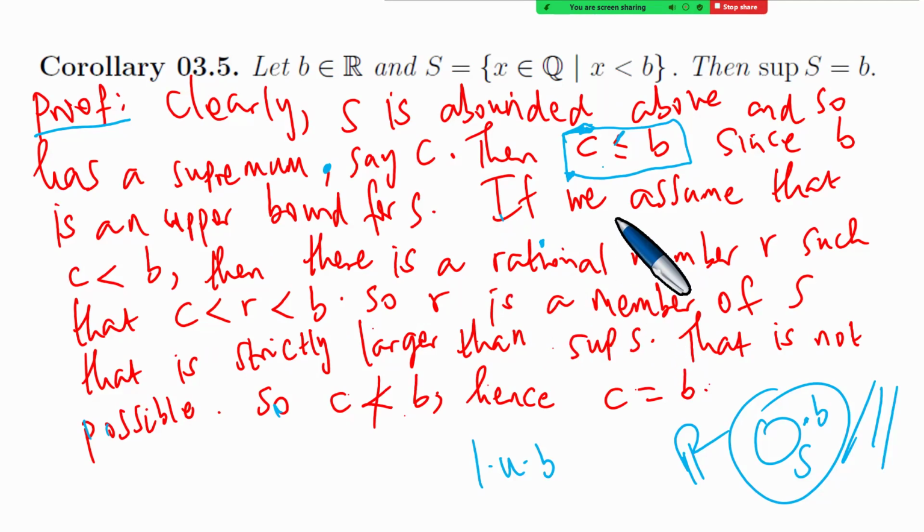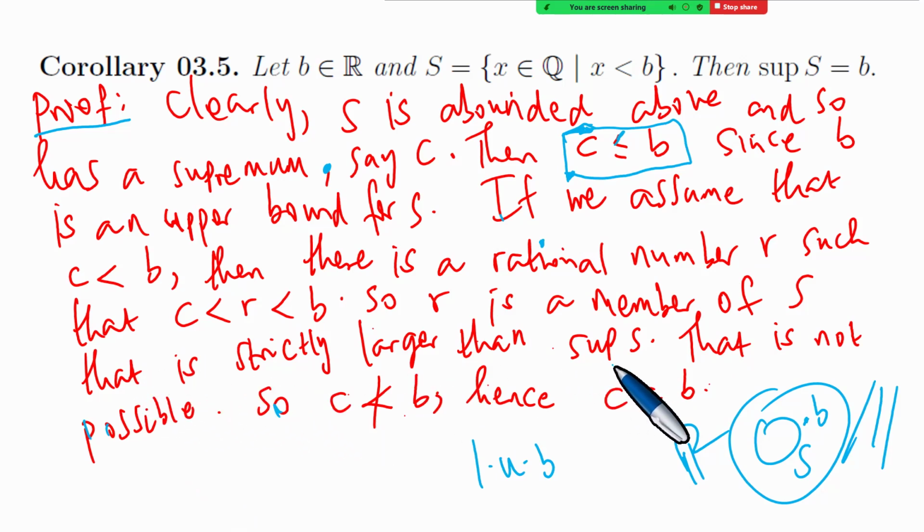then there is a rational number, yeah? C is less than B. Say these are real numbers. Then there is a rational number R that we can put between. We discussed that as part of the previous theorem: given two real numbers, you can form this sandwich and put a rational number between them. So R is a member of S.